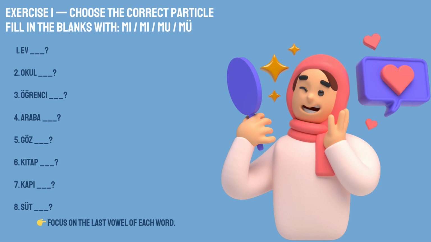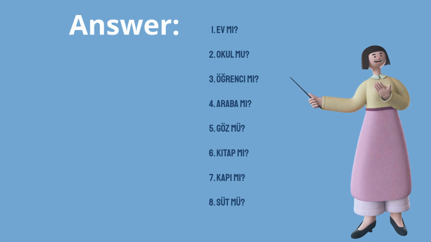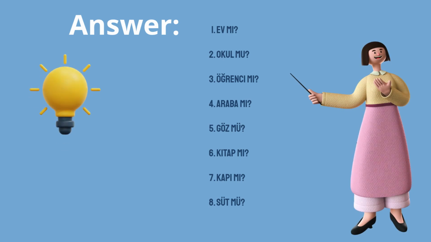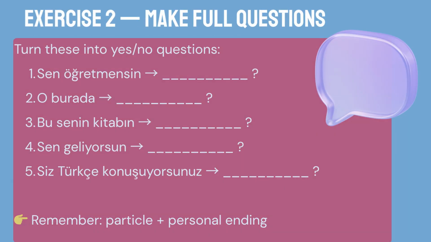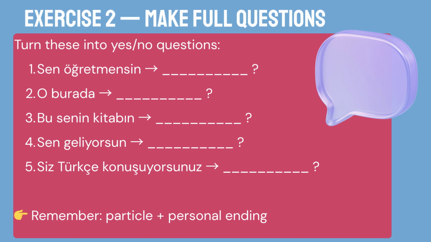Okay, guys. So let's see the answers. Okay, first one. Ev mi? Okul mu? Öğrenci mi? Araba mı? Göz mü? Kitap mı? Kapı mı? Süt mü? So, very simple. Next exercise is more complicated, more difficult.